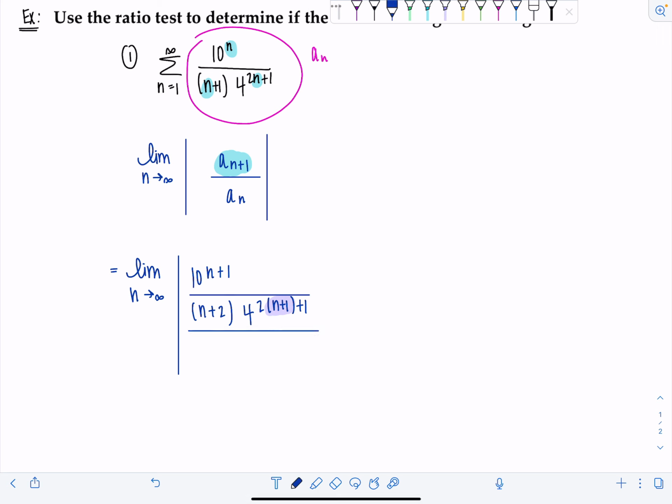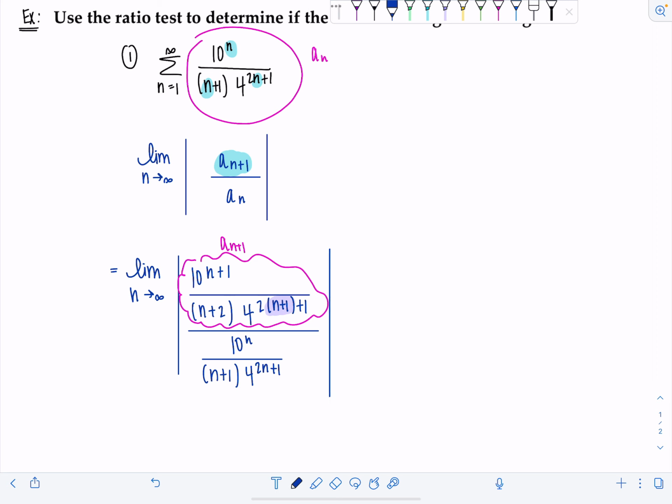So that's all a_{n+1} right here. This is a_{n+1}. And then we divide that by a_n, the original, which is 10 to the n over n plus 1 times 4 to the 2n plus 1. And maybe by now you've done a few of them, so you're professional and you already start flipping the second expression and multiplying, but we'll take our time on that, okay?